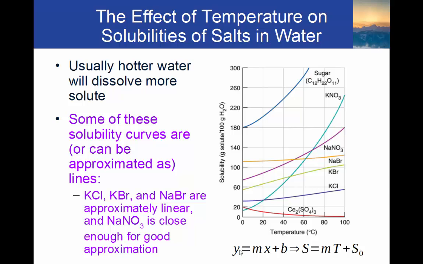So we look at what's on the y-axis, and that's solubility. We look at what's on the x-axis, that's temperature. So in general, we can write S equals mT plus S naught. And so what we need to do here is figure out what the slope of this line is and what the solubility at temperature 0 is. That's what S naught is representing.